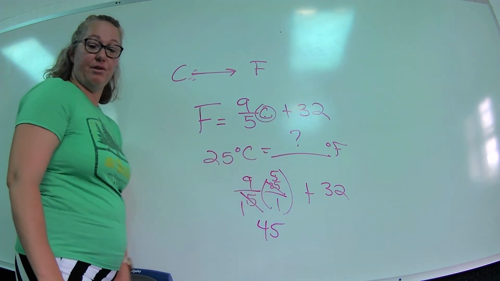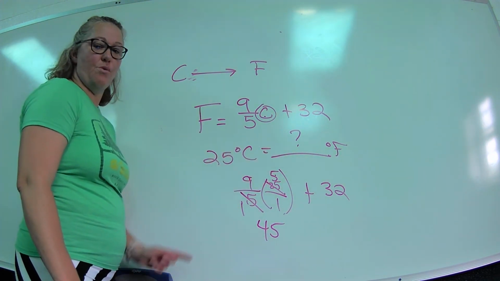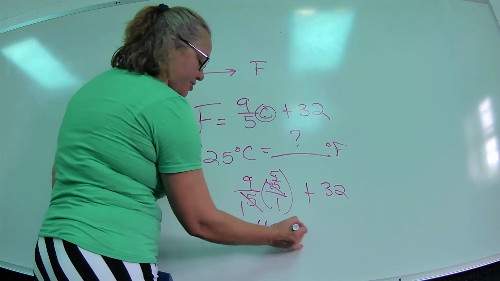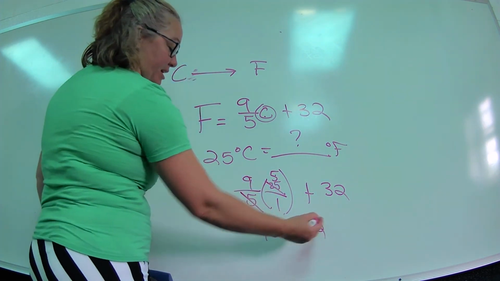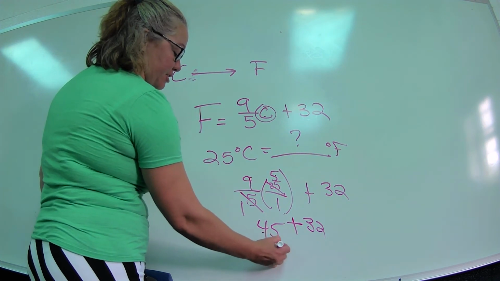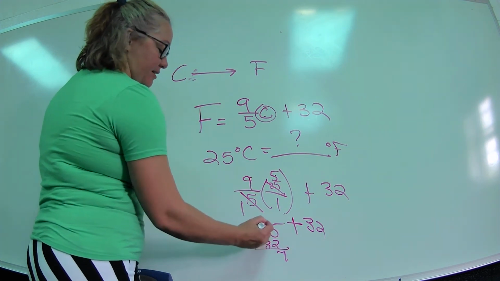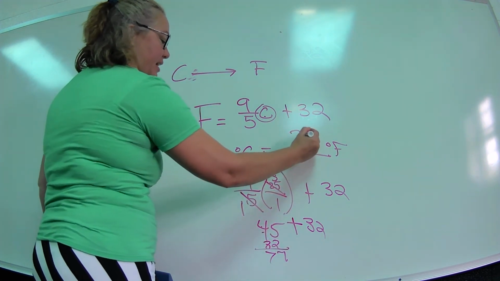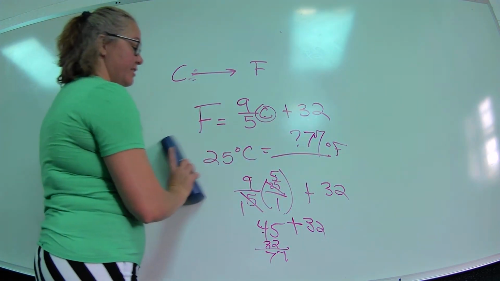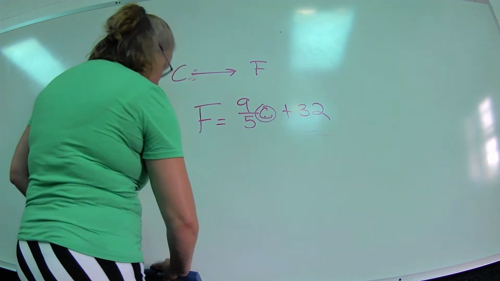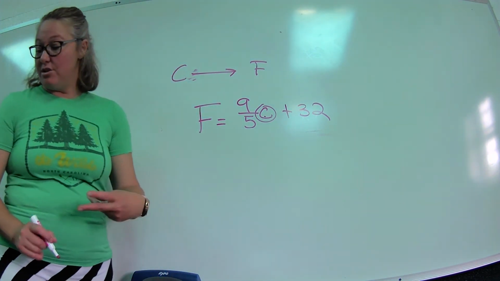So is this answer 45? No. Why isn't it? Oh, I'm not done with the problem. Must complete the whole thing. So 45 plus 32. 5 plus 2 is 7. 4 plus 3 is 7. I would get 77 degrees Fahrenheit. I'm going to do 2 more for you. I'm going to do 1 for you, and I'm going to leave you 1 to work on.